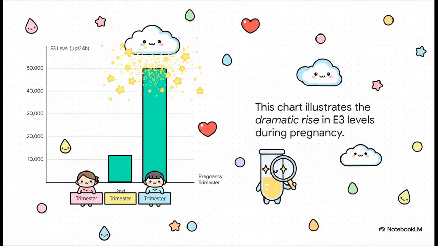Just look at this chart. The rise of estriol during pregnancy is absolutely dramatic. In that first trimester, we're seeing levels around 800 micrograms per 24 hours. Okay. Then by the second, they explode to 12,000. And by the third trimester, a massive 50,000 micrograms. It's just incredible. This exponential increase is the classic sign of a healthy, progressing pregnancy.